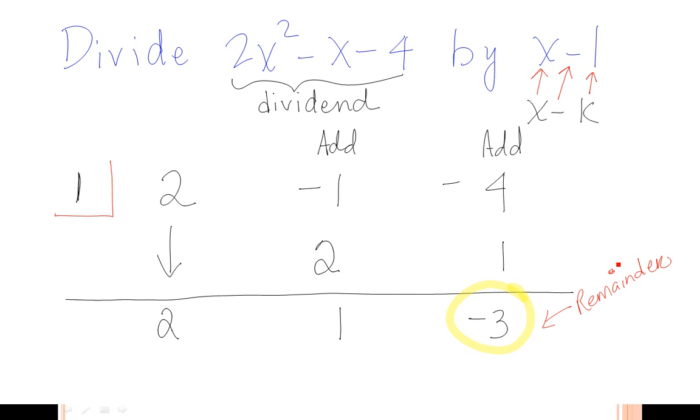So this is how you write your answer. You started with x squared and you're dividing by x. So obviously your answer will start with x to the first power because when you're dividing x squared by x, you get x, right? So your quotient or your answer will start with the x to the first power term. So these numbers here represent the coefficients of your answer.